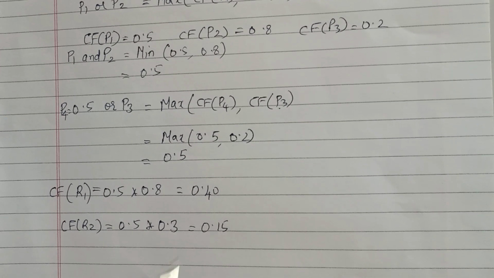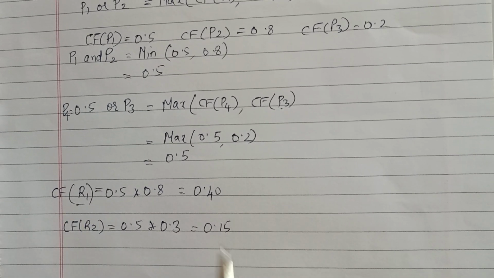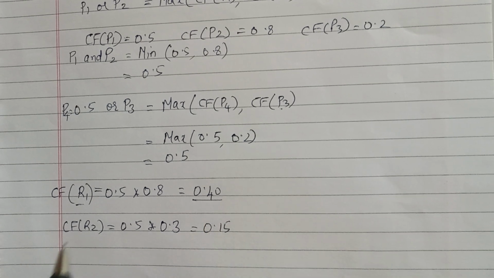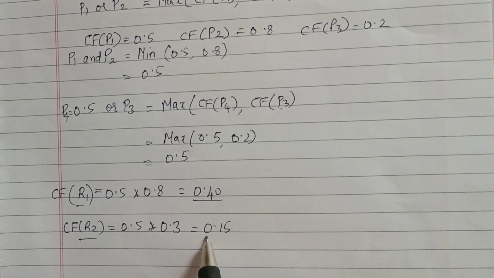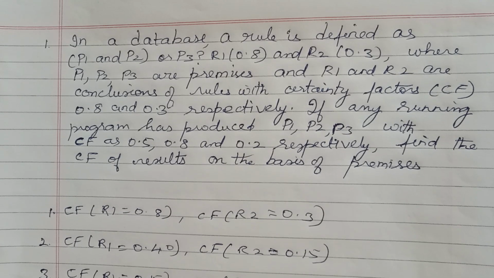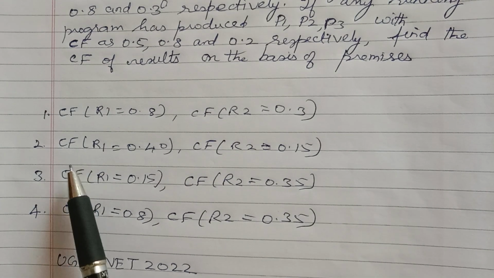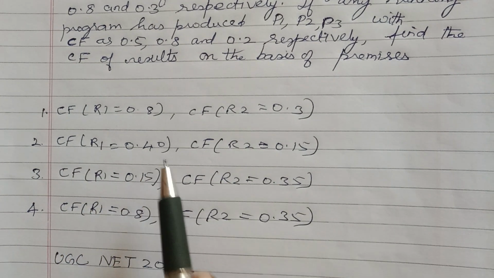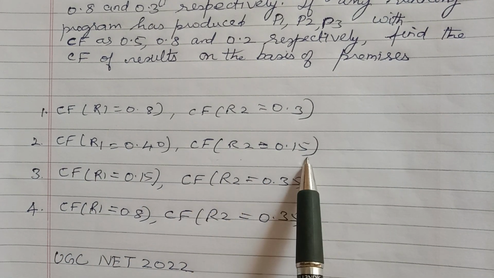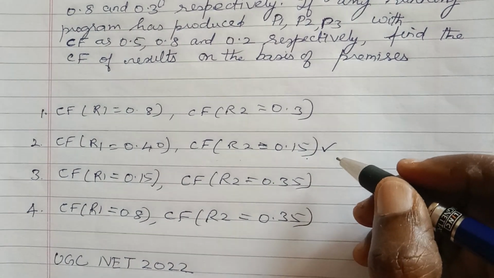Hence you find that the conclusion factor of R1 is 0.40 and the conclusion factor for R2 is 0.15. So from the options we find that the second option, CF of R1 is 0.40 and CF of R2 is 0.15. So this is the correct answer.